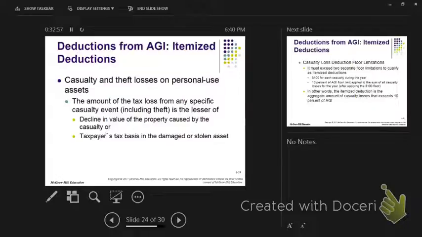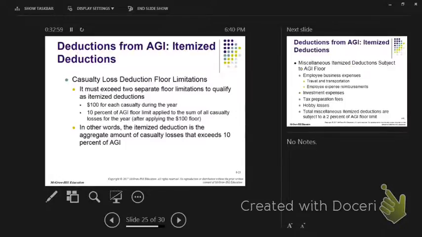So if you don't have insurance, you get to do the decline. What happened? All right, what was the decline in the value? So there's two things that have to happen. Number one, automatically $100 is deducted from your loss. That's called the floor. It's per casualty, each casualty.